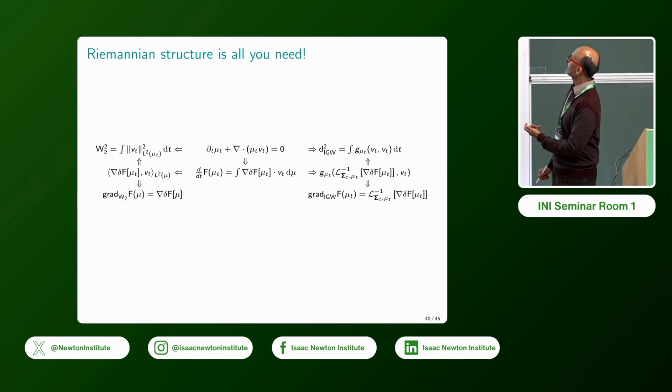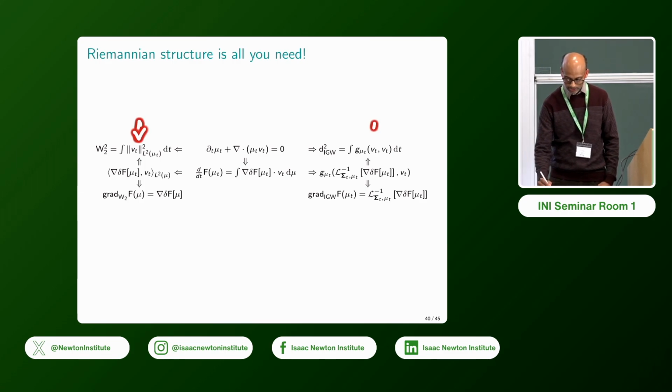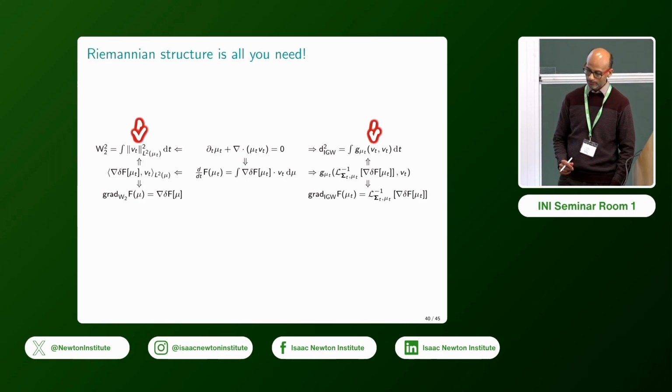And once we have this gradient, then we can actually write a Gromov-Wasserstein on the Wasserstein space. This is Gromov-Wasserstein on Wasserstein, and this is Gromov-Wasserstein on IGW.